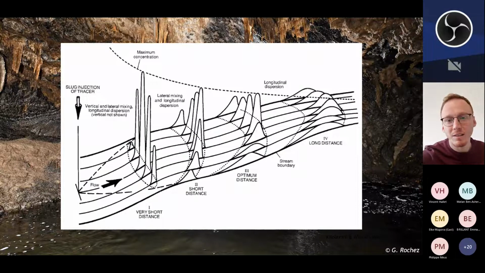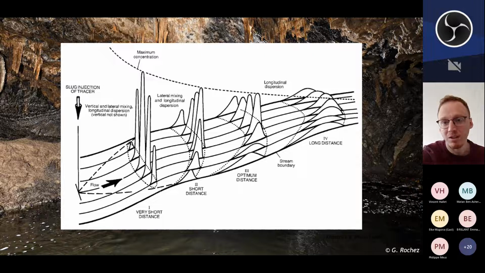So before we start, here is a graph that is a bit old, but very nice. You have an injection on the left side of the picture, and you have the breakthrough curve depending on the left side or the right side of the stream and the distance. And you can see that, of course, for very short distance, the breakthrough curve is very high and very narrow because longitudinal dispersion is not yet very intense. But as you get further, the curve becomes more flat and spread out because dispersion is cumulative with the distance.